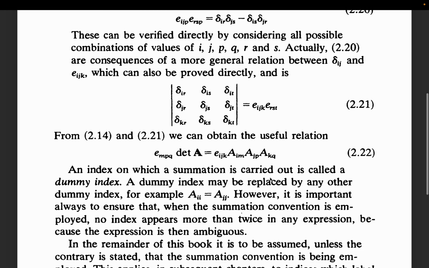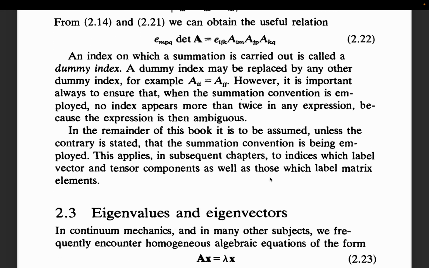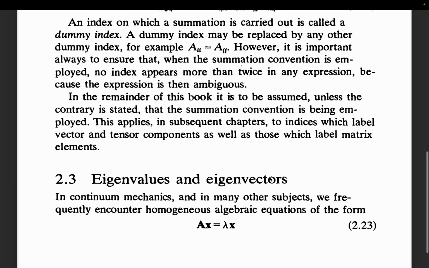Now let's take the eigenvalue equation. We need to solve A x equal to lambda x. We know only the matrix A. We need to find lambda, a number, and x, a vector. We call lambda the eigenvalues and x the eigenvectors. So given a square matrix A, we need to find eigenvalues and eigenvectors.